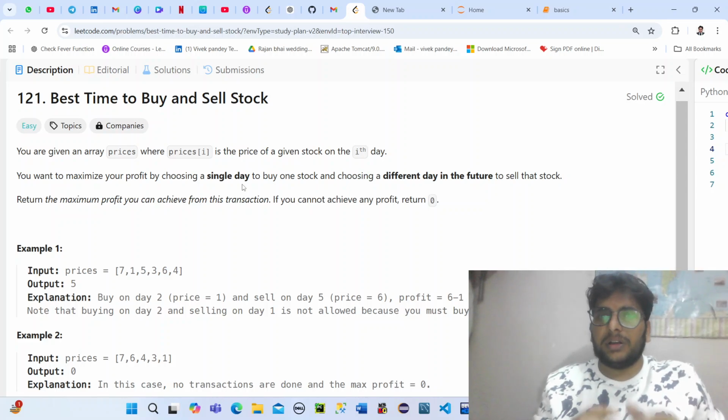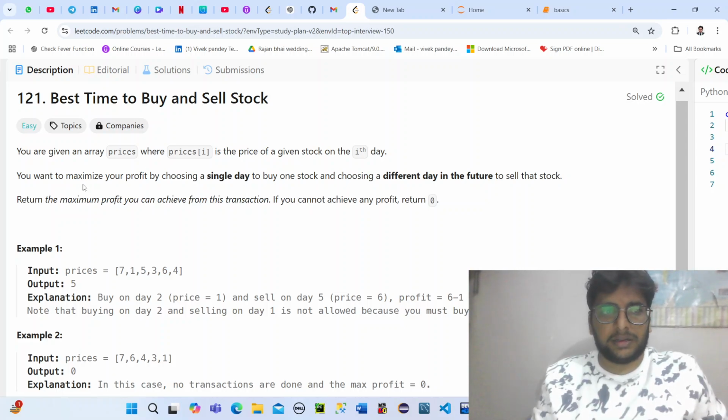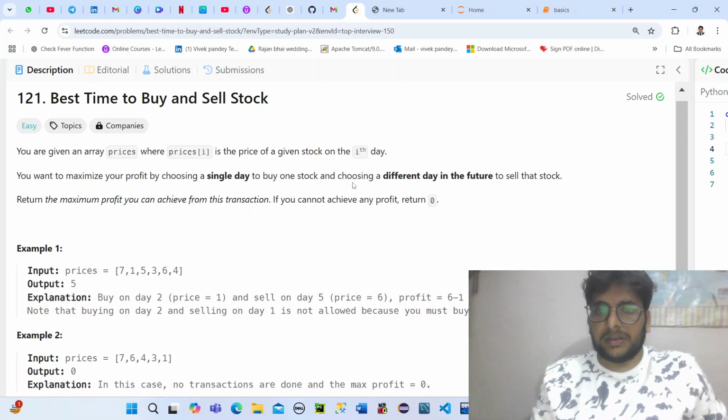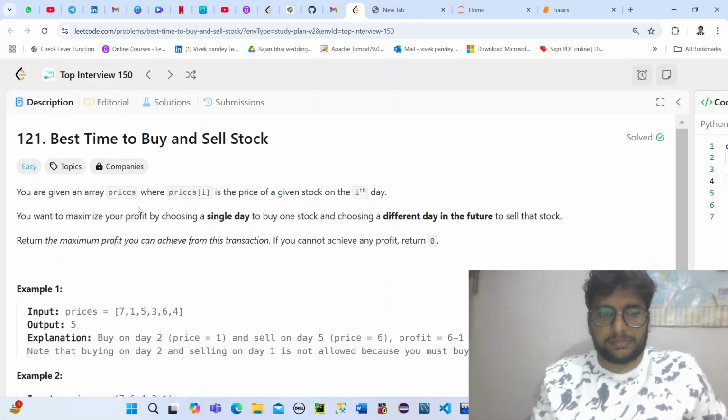It means that on the same day you cannot buy and sell. It should not be done. So we need to maximize our profit, choosing a single day to buy. As per the rates we need to buy on that day so that we can sell it at a profit. In such a way we need to sell it so that we can get a profit amount. And then choosing a different day. Return the maximum profit.